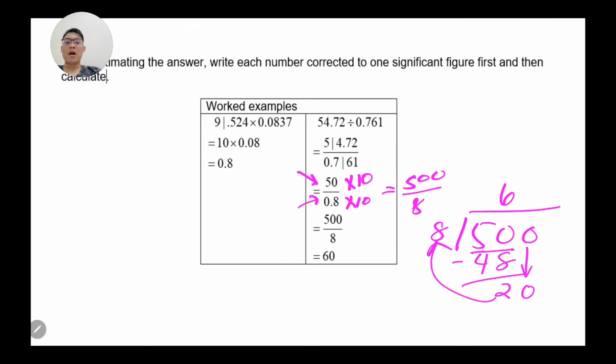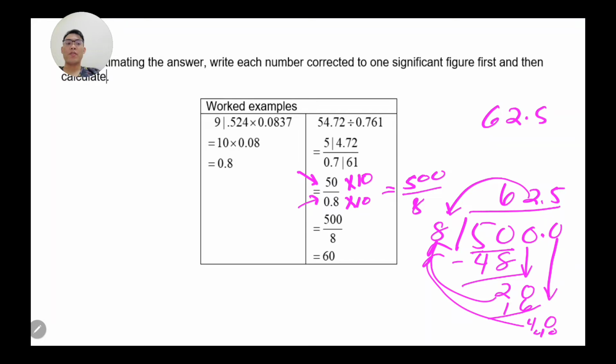20 divided by 8, we have 2 times 8 is equal to 16, minus that becomes 4, bring down 0, 40. So we add a decimal here and then divide again. 40 divided by 8 is equal to 5, and 5 times 8 is equal to 40. All right, now our answer here is 62.5.